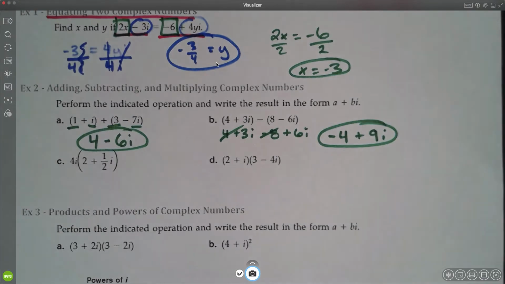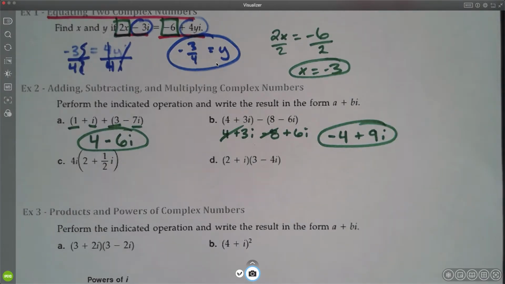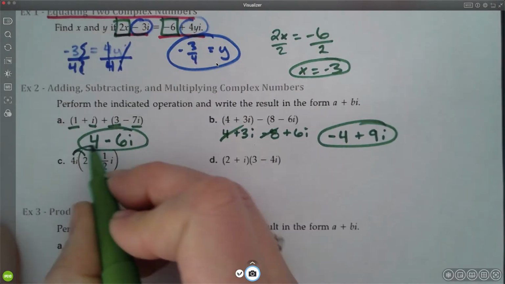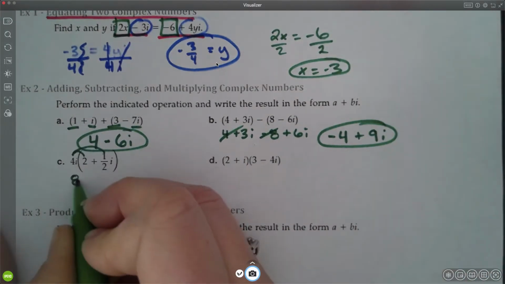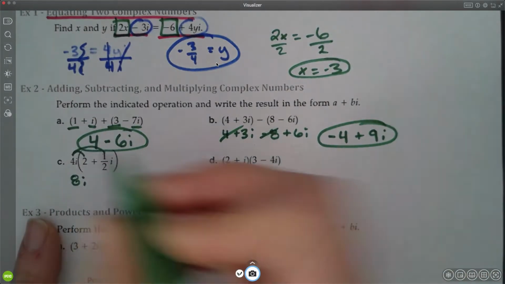Oh, yeah. What are we doing in part C? I have no idea. Multiplying, you're distributing. The 4i gets multiplied here and here. So what's 4i times 2? 8i. And what's 4 times 1/2? 2, and that's 2i squared.